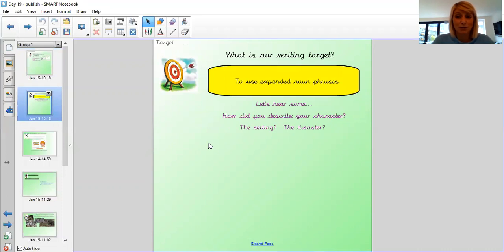If you're with somebody or you're in school with the Key Worker group, it would be lovely to share some of those now from your writing. So have a look at what you wrote yesterday. Did you use some expanded noun phrases maybe for your character, your setting, or your disaster? Take a moment to share some of those now.